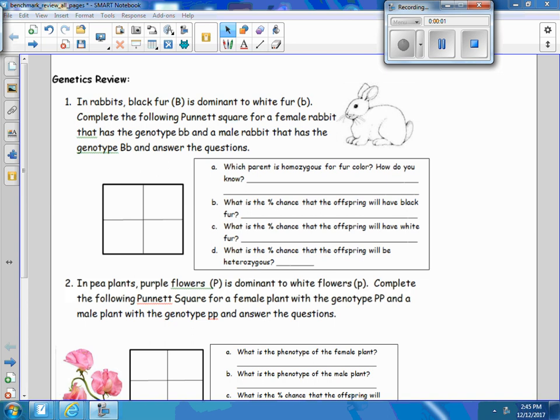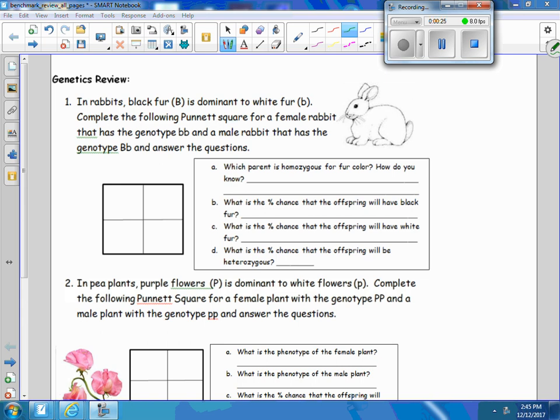Benchmark Review 2017. In rabbits, black fur, uppercase B, is dominant to white fur, lowercase b. Complete the following Punnett square for a female rabbit that has the genotype little b, little b, and a male rabbit that has the genotype big B, little b. Answer the questions. So where do we put the parents? When we know what their genotypes are, and you have a square, where do we write the parents?